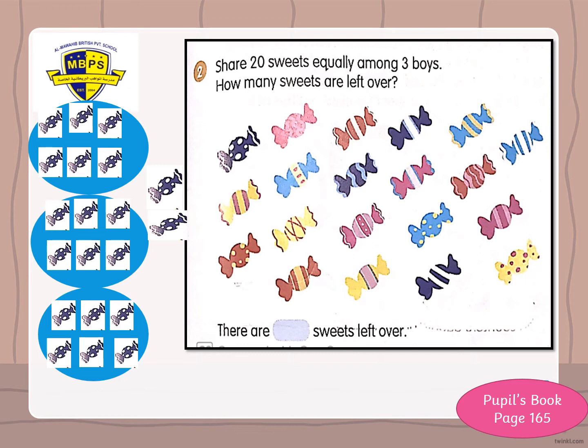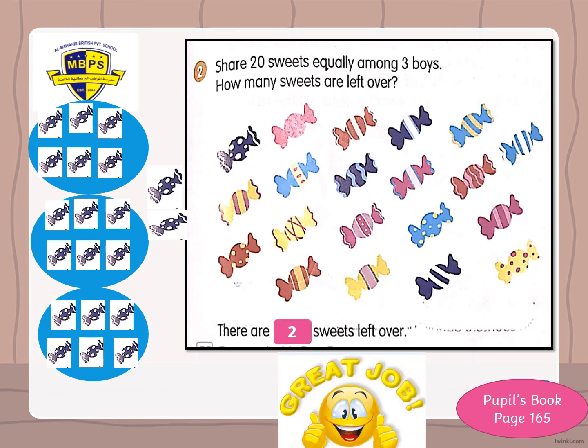When I share 20 sweets equally among 3 boys, and if I say the word equally, it means that they must have the same number. So now, do you think they have the same number? Yes. Each one has 6 sweets, and there are 2 sweets left over. That's why I can't share these 2 extra sweets. Why? Because I must share equally among the boys. So if I share the 20 sweets equally among the 3 boys, I will give 6 to each one. And now, how many sweets are left over? Great job! We have 2 sweets left over.